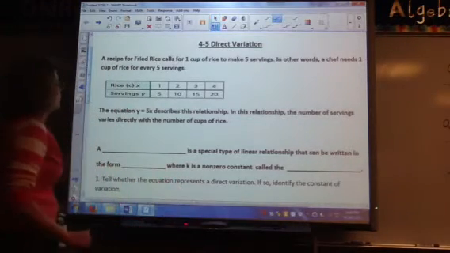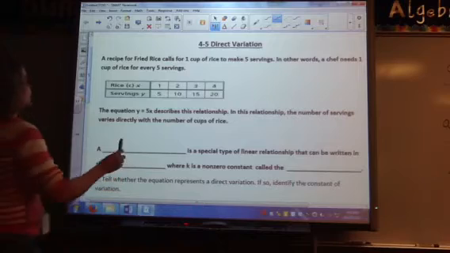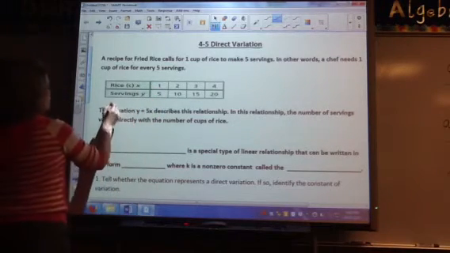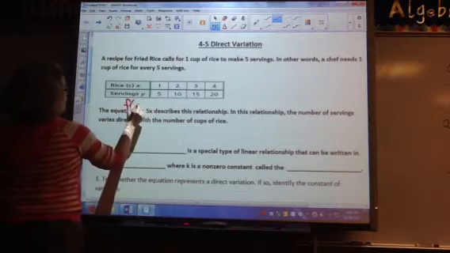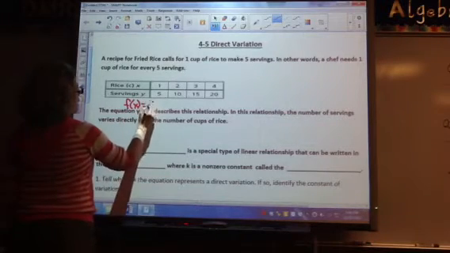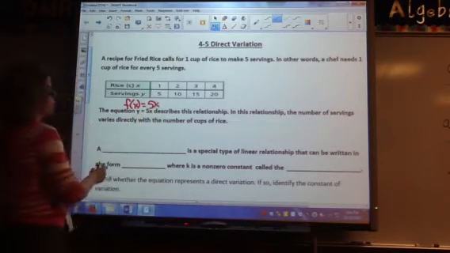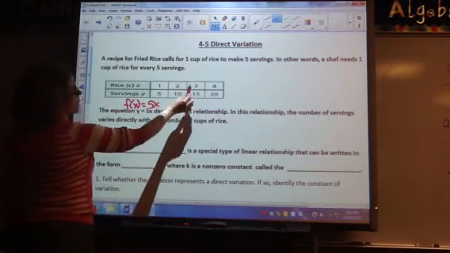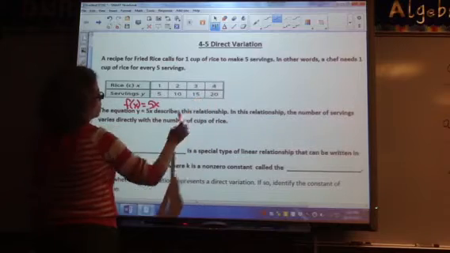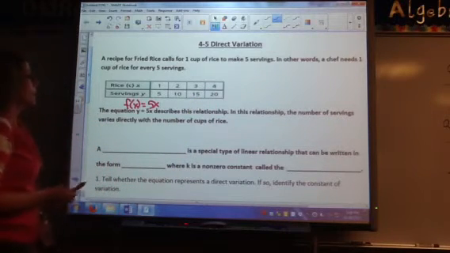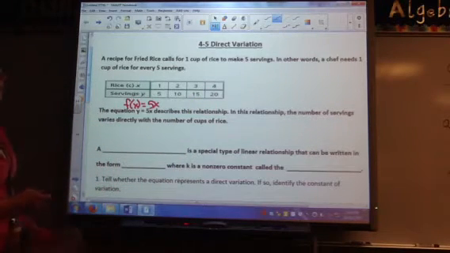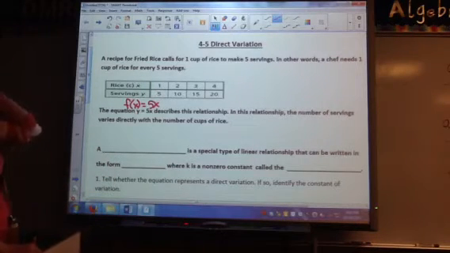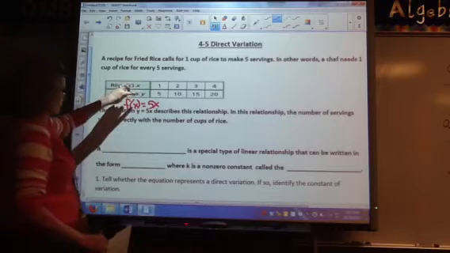Alright, so let's look at the function here. How do we get from x to y? Well, our function, our f of x, is where we're taking 5 times an x, right? 1 times 5 is 5, 2 times 5 is 10, 3 times 5 is 15, 4 times 5 is 20. So that describes the relationship. In this relationship, the number of servings varies directly with the number of cups of rice.